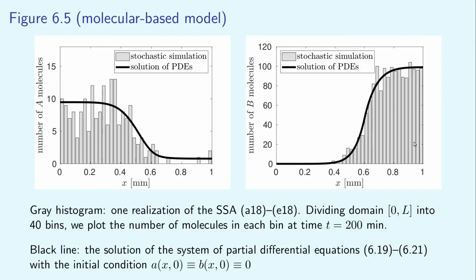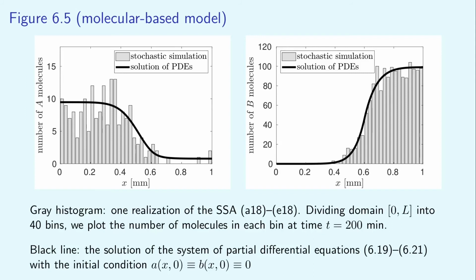The results of one realization of the SSA A18 to E18 are presented in figure 6.5, where we compare them with this black line, which is the solution of the system of deterministic partial differential equations, with the initial condition that concentrations A and B are identically equal to 0 at time t equal to 0. As we already know, the deterministic partial differential equations do not exactly describe the average behavior of the reaction-diffusion system, because it includes some second-order chemical reactions. But the black line provides a reasonable approximation of it in this case.